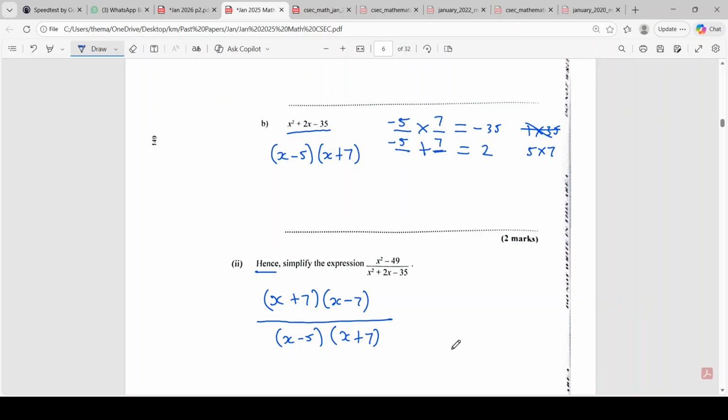Remember, when you have a letter plus a number, you include that as one whole term. That's why we have them in brackets here. This is our entire term by itself, this is our entire term, this and this are entire terms. So we look at the similar terms here. We have our x plus 7 and our x plus 7 underneath, so we could cancel that out. Here we remain with x minus 7 over x minus 5.